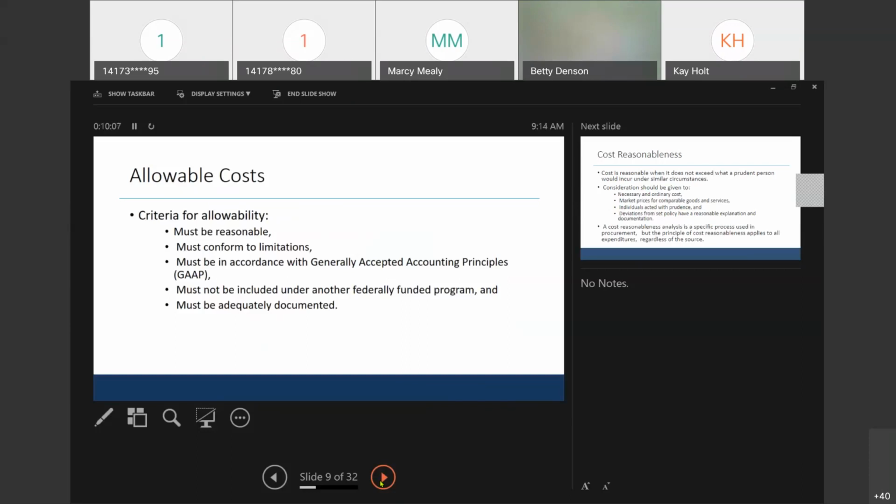All project costs must be included in your project budget, including those other funding sources, to show that proportionately they are allocated to be paid by the different funding sources. And of course, as you're going to hear over and over today and through the rest of the trainings and through the life of the project, everything must be adequately documented.